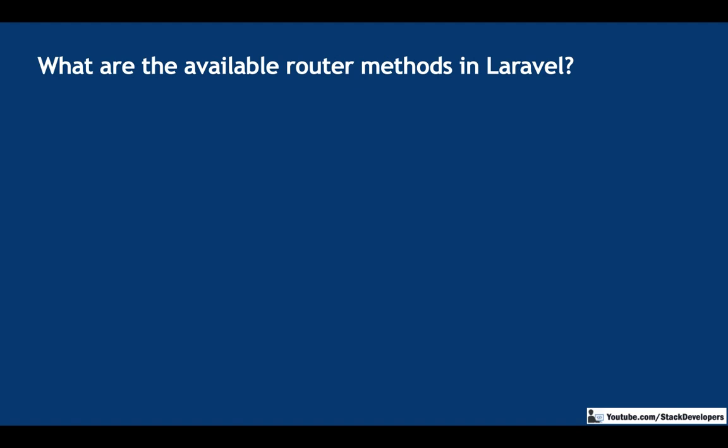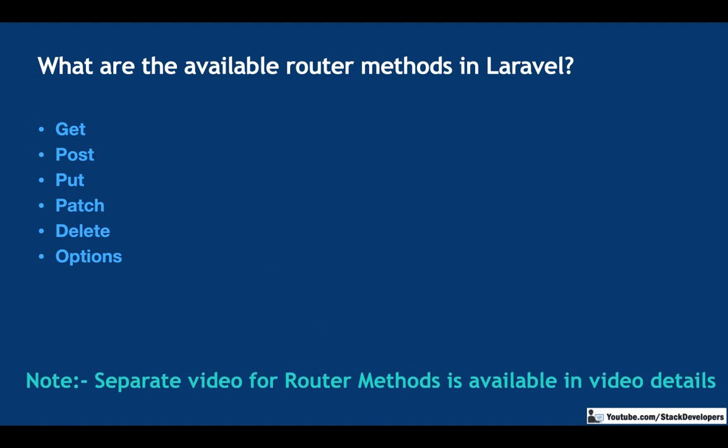What are the available router methods in Laravel? Okay, so let's see. It's get, post, put, patch, delete, options. You have seen that we have used get and post a lot. These two methods we have always used in the Laravel e-commerce website, and put, patch, delete and options we have used in the Laravel API series as well. Every method has its proper meaning and proper example that you can see in the other video. I can't explain everything with examples here, so we have a separate video for that.